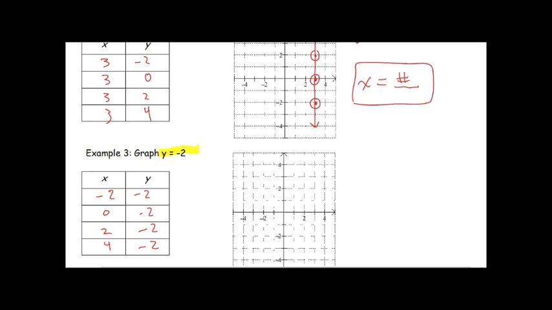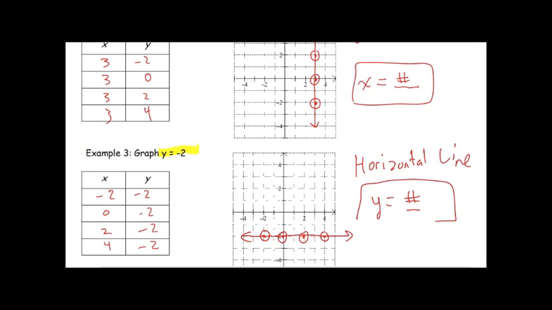Okay, so now we have an x coordinate for each one of these. Our first point is -2, -2. Next one is 0, -2, then 2, -2, and 4, -2. And what we get this time is a horizontal line. This will happen whenever we have y is equal to some number. If you're given y is equal to some number, it will always give you a horizontal line.